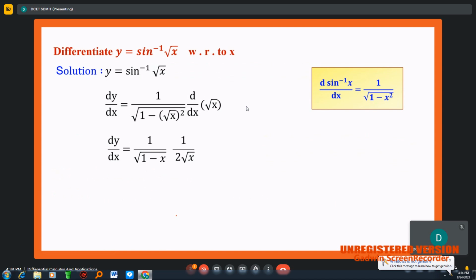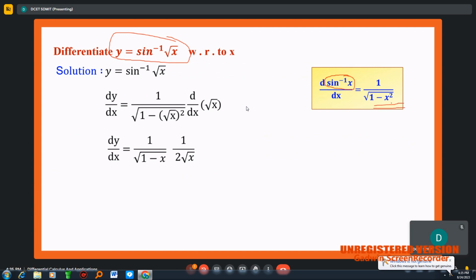Okay, see here. Differentiate y is equal to sin inverse of root x with respect to x. Y is given as sin inverse of root x. Now, differentiating with respect to x. What is the differentiation of sin inverse of root x? The differentiation of sin inverse x is 1 divided by square root of 1 minus x square, the standard function.